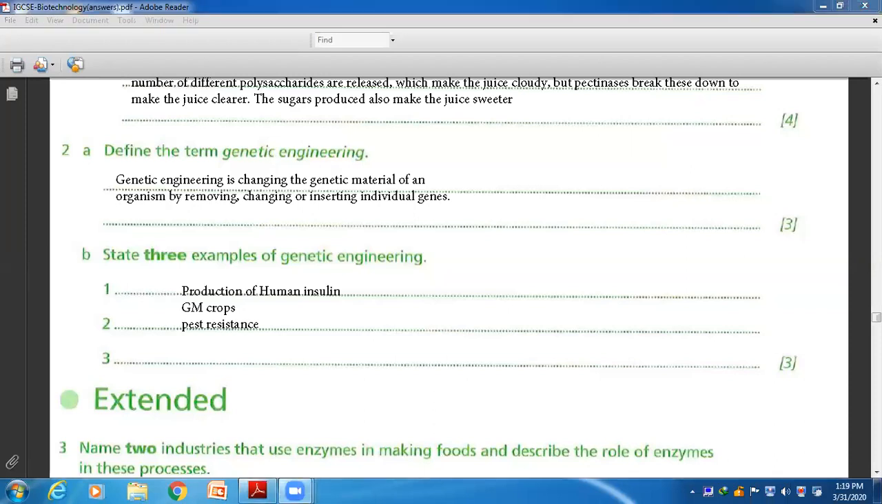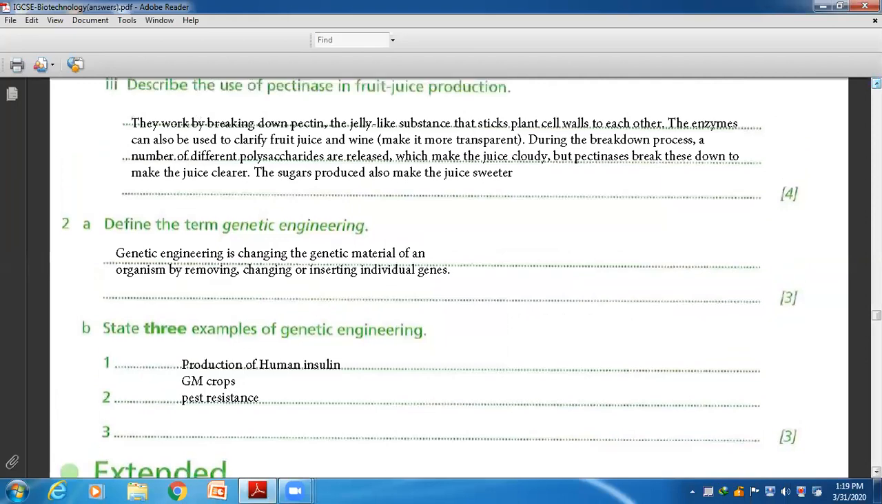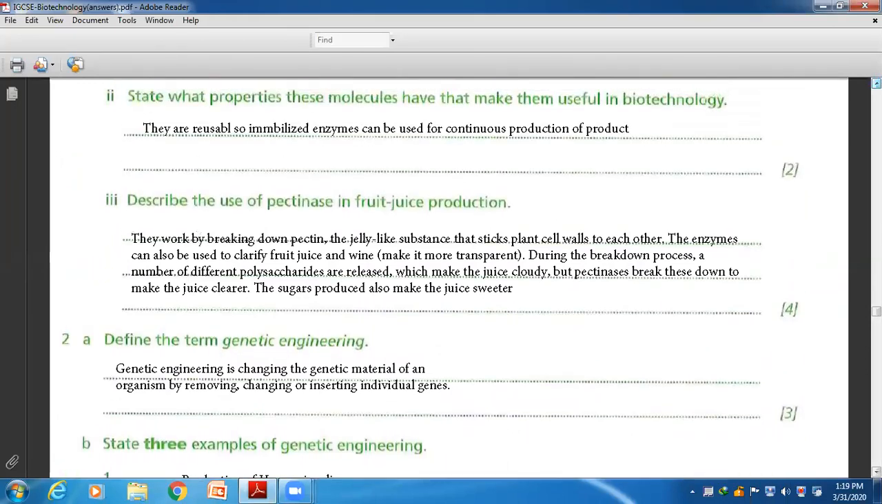Okay, let me move on, because you are interested in this topic, so I will go to that again, right? They work by breaking down pectin, the jelly-like substance that sticks plant cells to each other. The enzyme can also be used to clarify fruit juice and wine. Pectin makes the juice cloudy, but pectinase enzyme will digest it, and the juice will become clear, and the extract will become more, right?